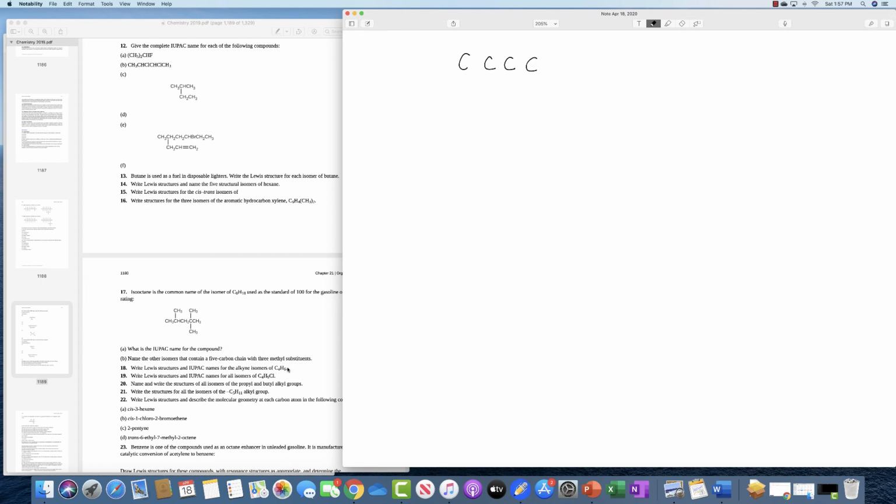Now, the standard formula for an alkene that has only one double bond, wait, is it alkene? Alkyne, excuse me, has one triple bond is CnH2n minus 2. So here we have C4, and 2n is 8 minus 2 is 6. So that's the standard formula, and that's what we have here, C4H6. So they're asking for the alkyne isomers.